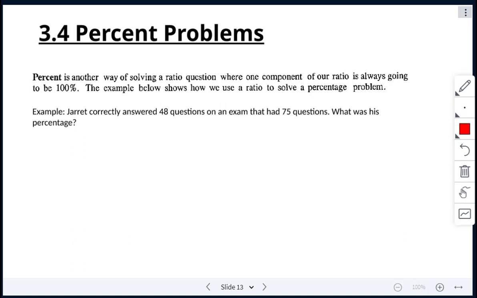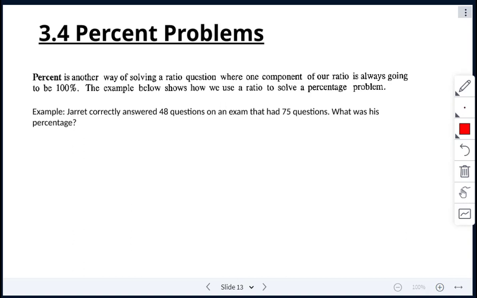Okay, so today for word problems, we're looking at percent problems, we'll look at distance problems, and we're going to look at cost problems. So percent, it's another way of solving a ratio question where one component of a ratio is always going to be 100%.